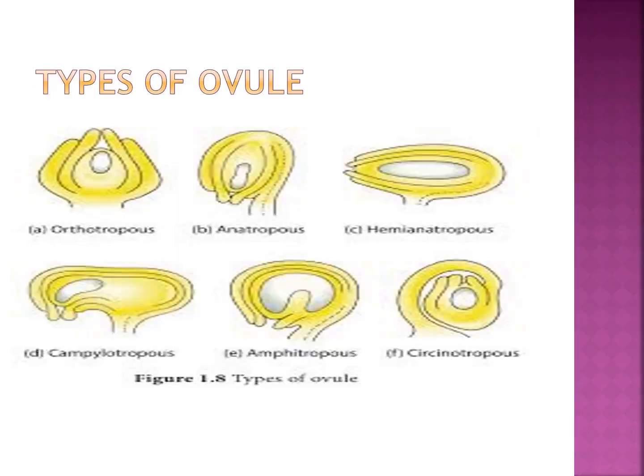So, types of ovule, with different shapes and sizes. What are the types? Orthotropous, anatropous, hemitropous, campylotropous, amphitropous and circinotropous. These are all the ovule types. How many types? 6 types. Okay, next one.